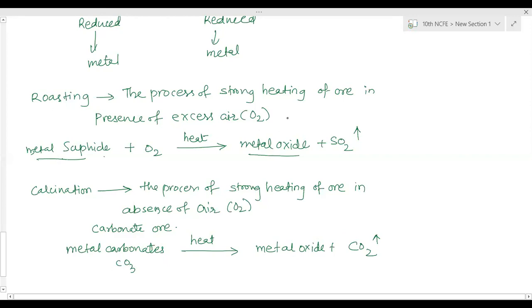And by the process of roasting, sulfide ores are converted. Roasting is used for sulfide ores. Is it clear?